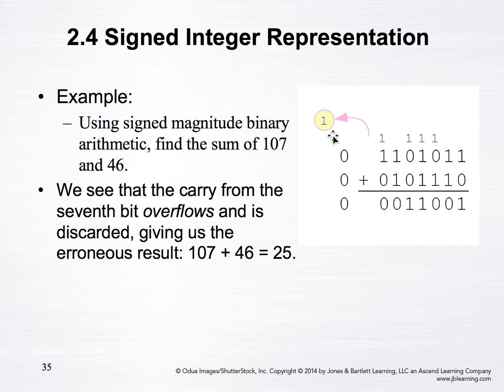Okay, so we can see that the carry from the 7th bit is going to be an overflow and is discarded, giving us the erroneous result 107 plus 46 equal to 25. That's the 25 because the sign right here is just added together, so we combine them and have the 0, but the carry out bit of the last operation just got discarded, so we return an erroneous result.